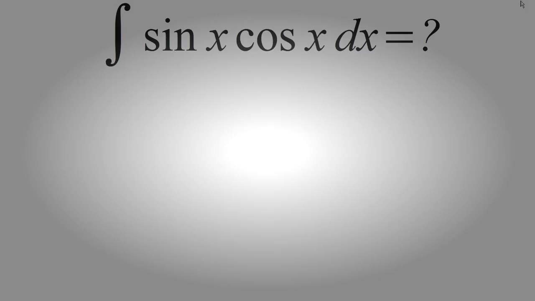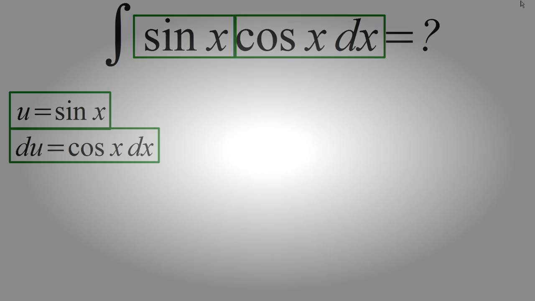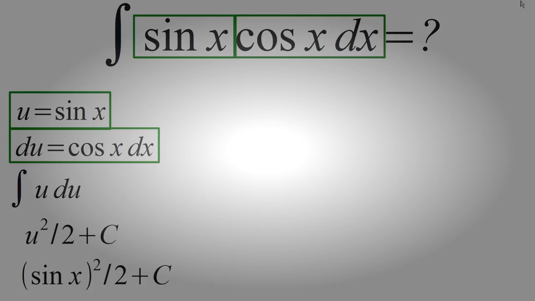One method of attack is to do a u substitution where u equals sine x. du equals cosine x dx, and we end up with the integral of u du. This becomes 1/2 u squared plus an arbitrary constant. Substituting back in for u, we get the answer sine squared x over 2 plus an arbitrary constant.